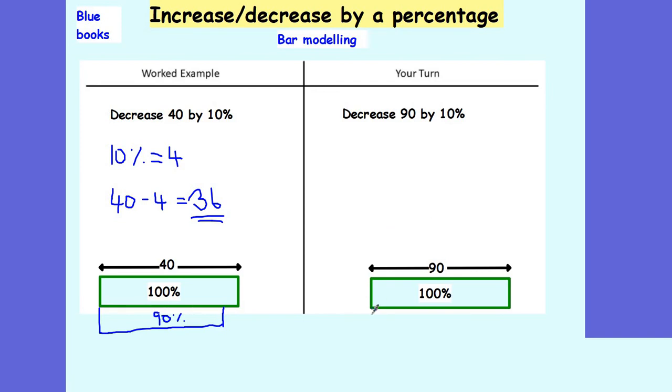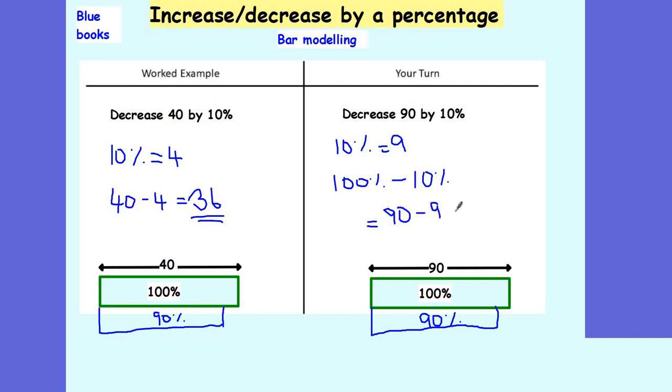Okay, let's go through the answer. This time I've taken away 10% again to give me 90%. 10% of 90 is 9. I need 90%, so I need to do 100%, take away 10%, which is going to be 90 take away 9, which gives me 81. Please make sure you've got this example written in your dark blue books for me.